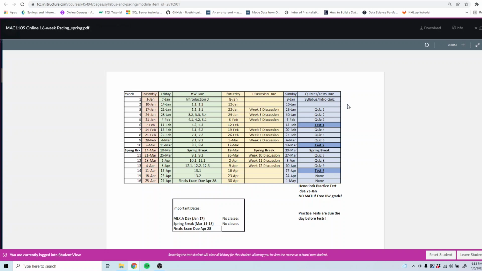But after that, we'll start our normal routine. So pretty much from week 3 on will be our normal routine. You'll have homework due on Fridays. You'll have the discussion boards. The initial post is due on Saturday. And then Sunday, you'll have to do those 2 peer responses along with a quiz or a test.